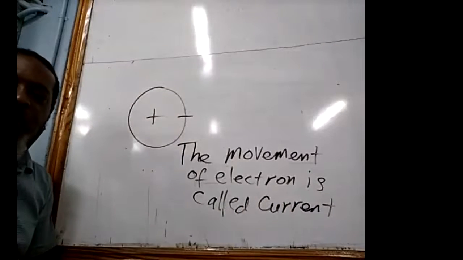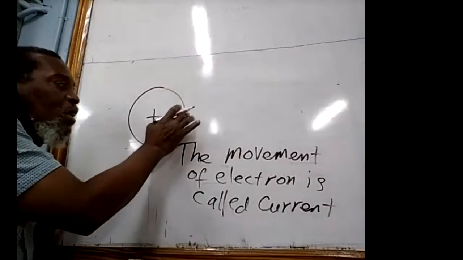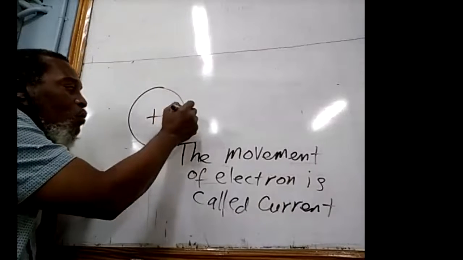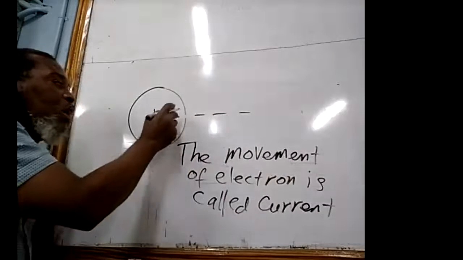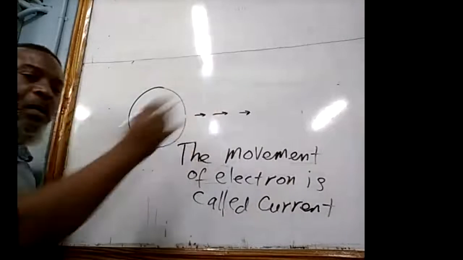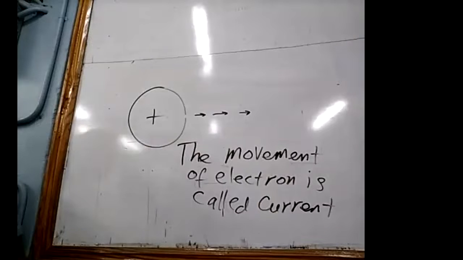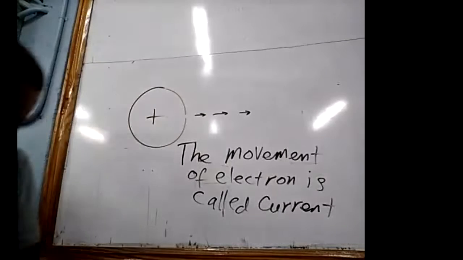So the movement of electron is called current. As long as you do something to cause electrons to start to move, and they move away, that is current. So the movement of electron is called current. Everybody have that? Yes, sir.